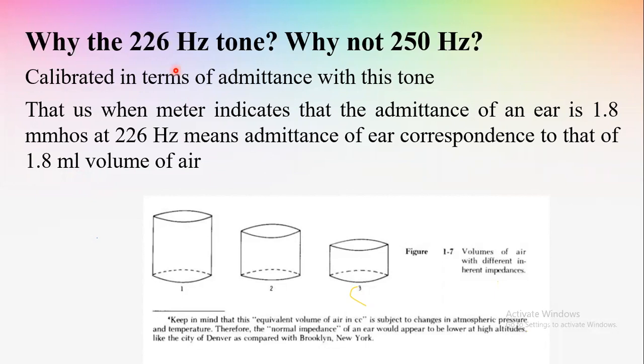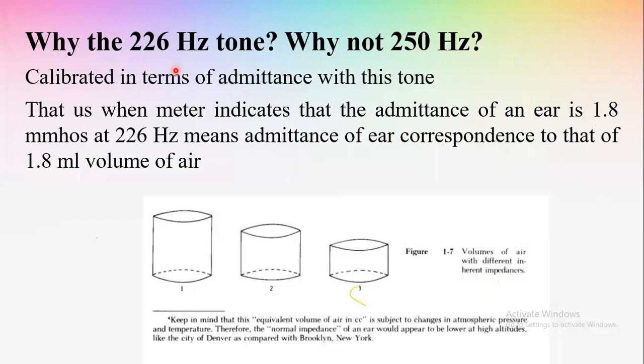Another reason for 226 hertz is that the adult ear is mostly a stiffness-dominated system, so a low frequency 226 hertz tone gives a better idea about the middle ear system. But in children, 226 hertz won't give a clear idea. As we know, children's ossicles and the bony external ear canal are not completely ossified, so in children it is mostly a mass-dominated system. Because of that, 226 hertz won't give a clear picture of their middle ear status.